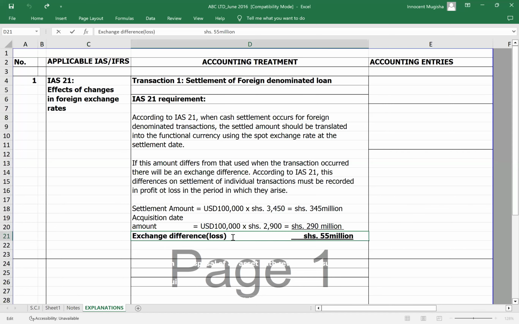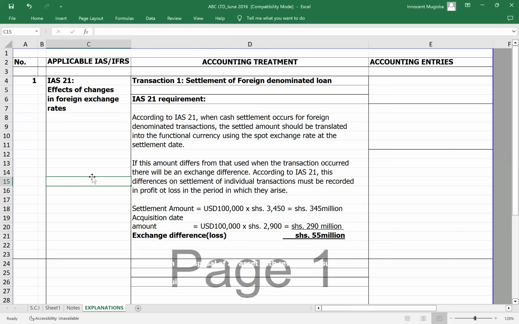You can see how things can be bad. The loan that we obtained as 290 is now at 345.